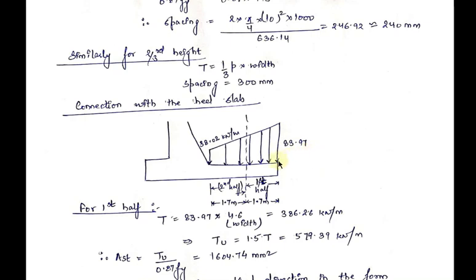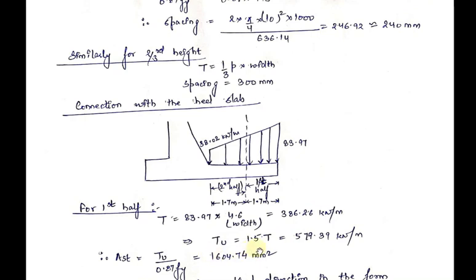So what we do is divide the heel slab into two halves. For the first half, we first calculate the value of the spacing, and then for the second half, we calculate the value of the spacing. If you see the first part, the maximum value of the net effective pressure is 83.97. So we will take the maximum value, 83.97. This value is in kilonewton per meter width, so we will multiply it with 4.6, that is the width, to get the value in kilonewton per meter.